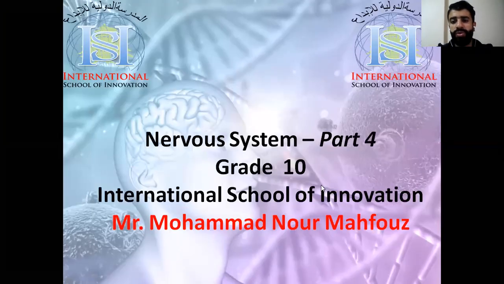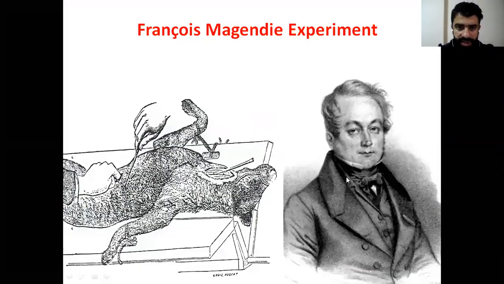In this video we're going to talk about our new part for the lesson about the nervous system. This lesson is going to be about part 4 of the nervous system. Let's talk about Francois Magendie's experiment. This Magendie experiment is one of the most important experiments in the field of neurophysiology. So let's start step by step.